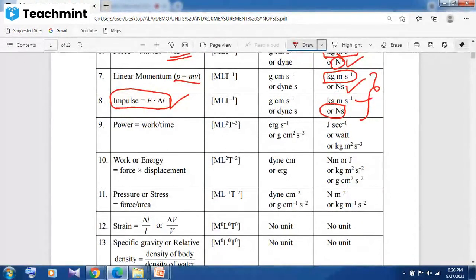Next, power. Power means, as you learned in high school and in first PUC, the rate of work. That means how much work is done in a given time. Joule is the SI unit of work, and time is in the denominator. So joule per second is the SI unit of power. Or Watt, named after James Watt, one of the scientists who worked on this concept in mechanics. Or in base units you can write kg meter square second to the power minus 3.